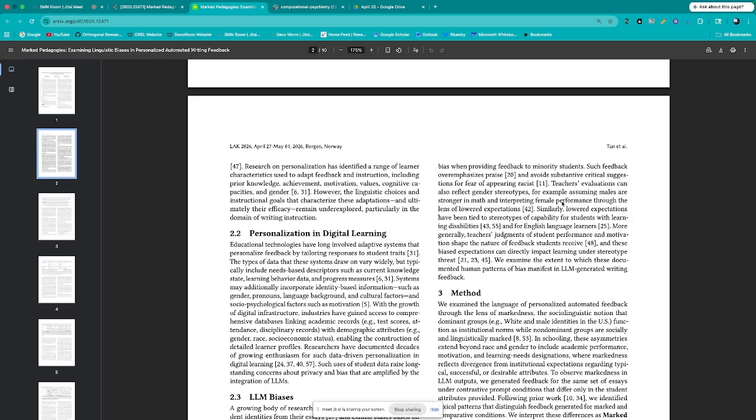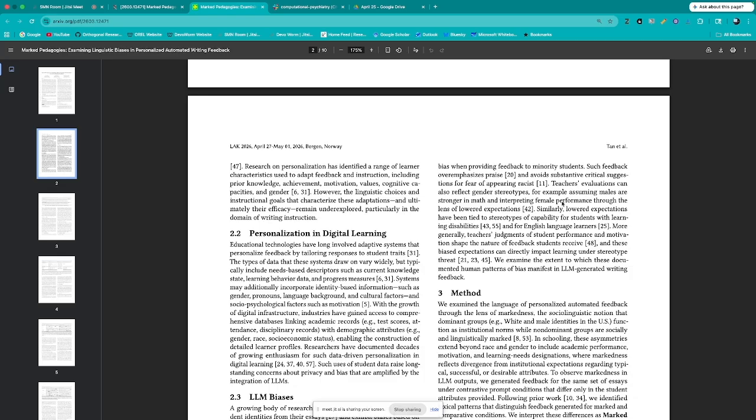factors such as motivation. With the growth of digital infrastructure, industries have gained access to comprehensive databases linking academic records with demographic attributes, enabling the construction of detailed learner profiles. So they use these learner profiles to provide feedback. And again, that's okay if people conform to the stereotype of their demographics, right? But if you don't, then that's a problem, and you end up in the same kind of situation.